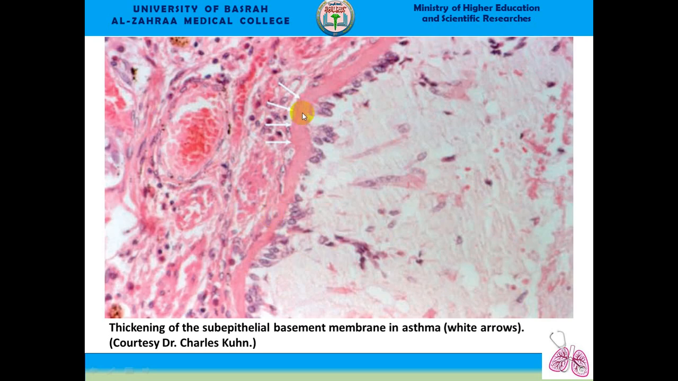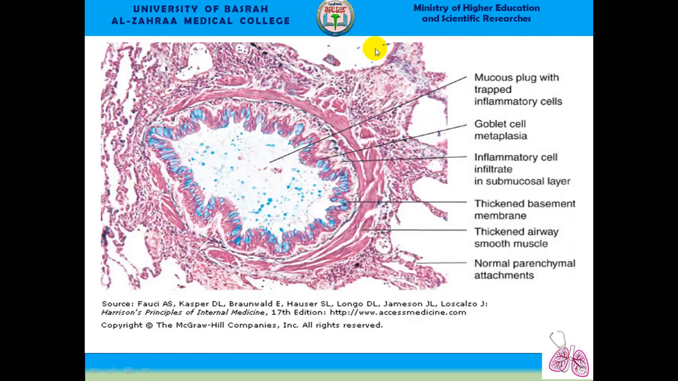And there will be thickening of the subepithelial basement membrane, as you can see here. And all the features are shown in this transverse section of the bronchus. So there is a lot of mucus stuck here, causing occlusion of the bronchus.